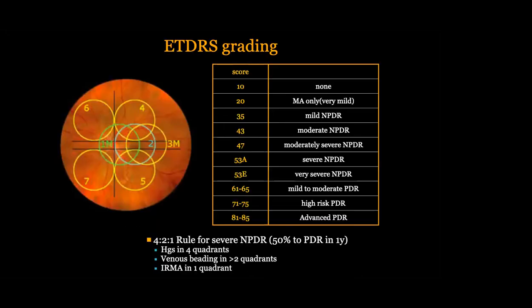So this is ETDRS grading, which has a scoring system. It is based on 7 stereoscopic fundus images. So we can see here 1, 2, 3, 4, 5, 6, 7, including the disc and macula here, then supratemporal, infratemporal, infranasal, supranasal. So likewise, you get 7 images, and based on that, there is a scoring system for diabetic retinopathy, which is usually used for research purposes.